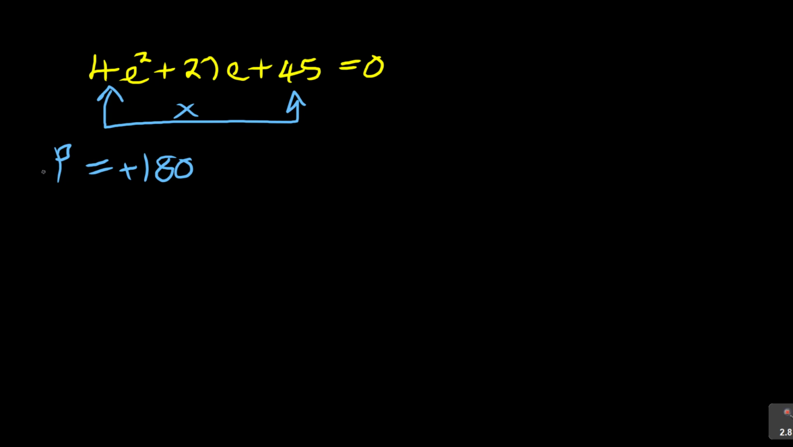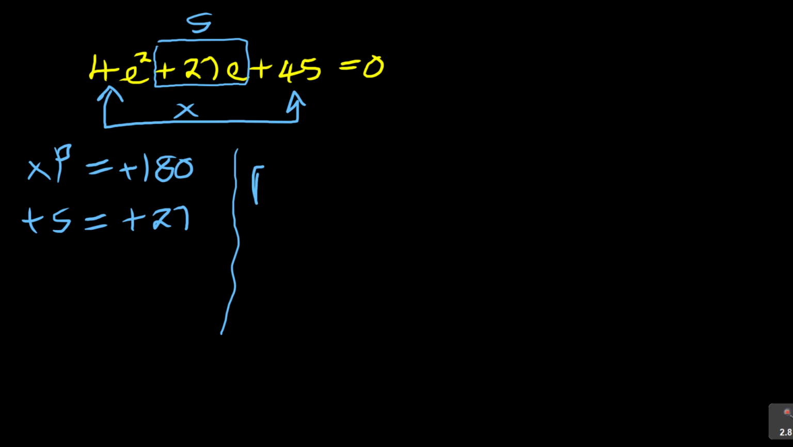Forget about it. That is your product, and then the s means the sum. Which one is the sum? The sum is the center number. This one is our s. So our sum is plus 27, and then we are going to look for the bigger one, the factors.